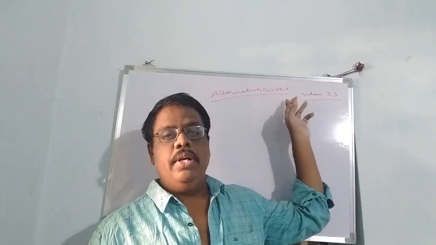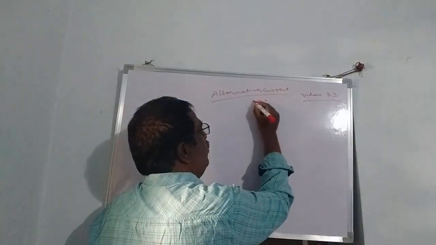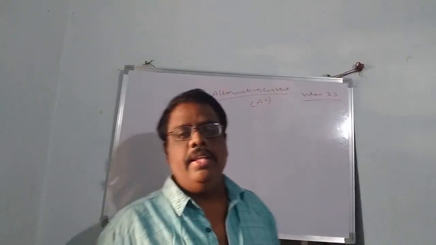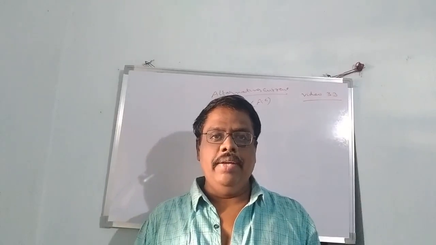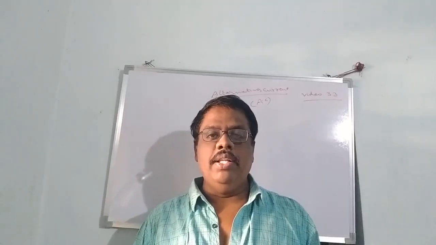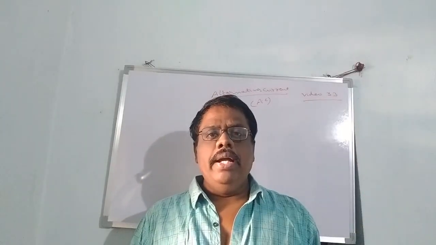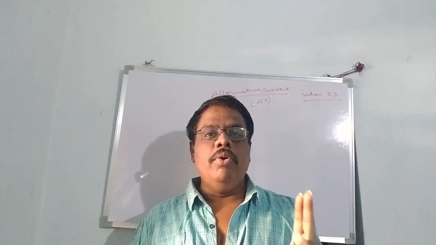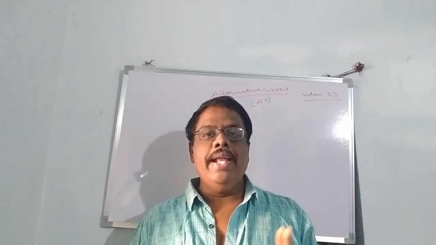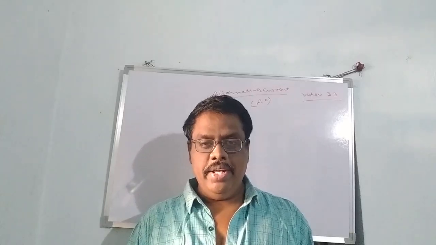So the topic is alternating current. Simply we can say it will be AC. How the AC will be produced we learned in the previous class. So the AC generator or AC alternator works on the principle of induction. For every half rotation of the coil, the direction of current will change. So that's why it is called alternating current.